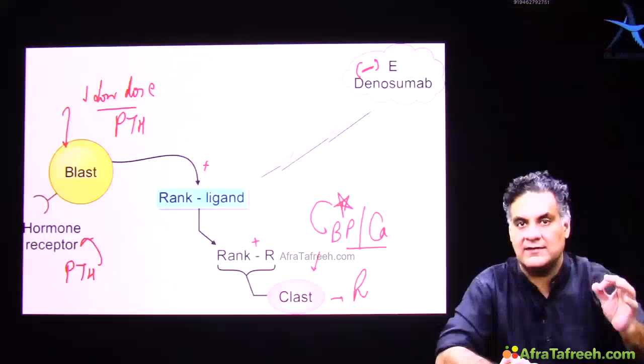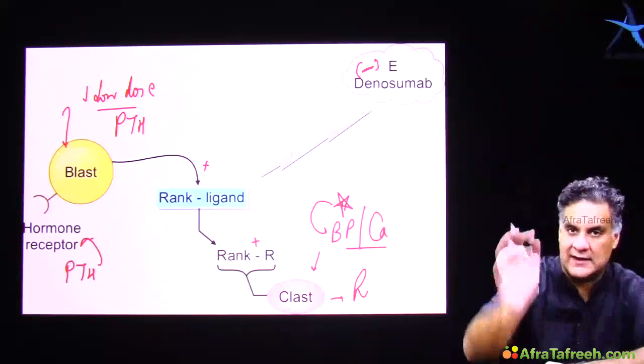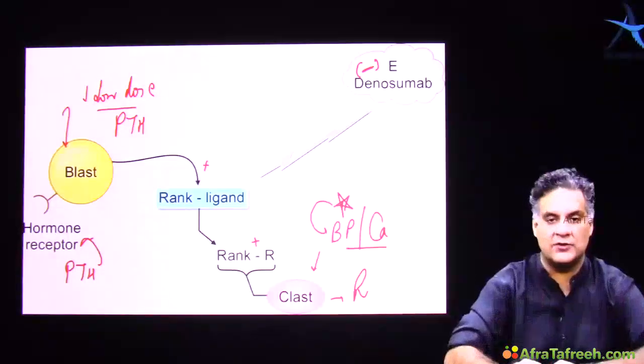Which cell releases the RANK ligand? Remember that osteoblast, and estrogen and denosumab act on inhibiting the RANK ligand. This is an important cycle that you should remember.